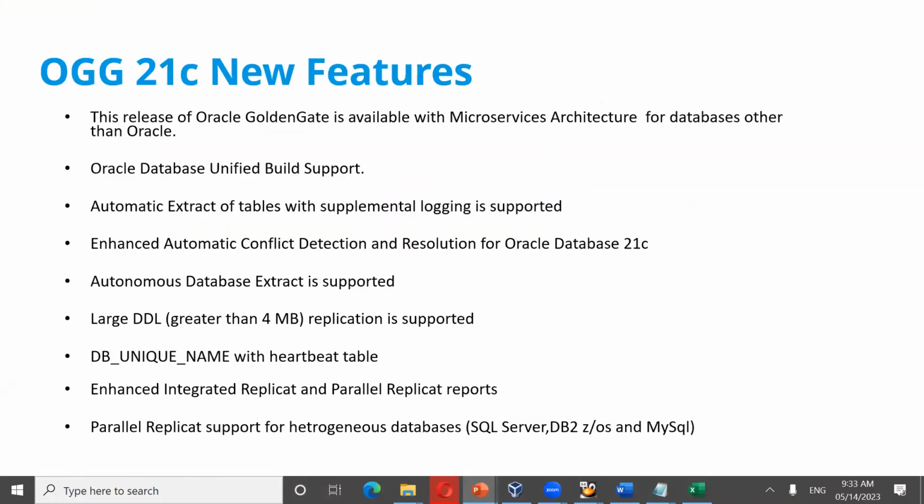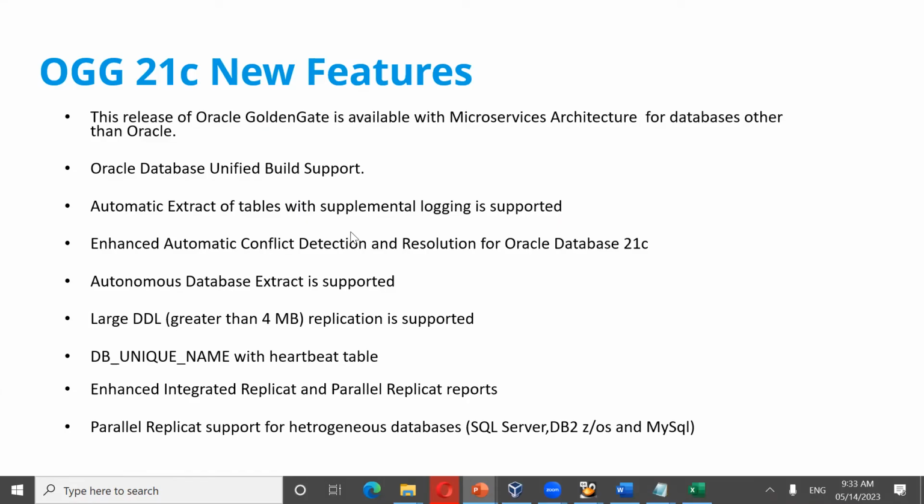Now Golden Gate 21C is the latest version available in the market. So what are 21C new features? So 21C is basically an extension of 19C. So whatever is present in 19C, on top of that you have got 21C. So 21C is available for microservices architecture for databases other than Oracle, as we discussed yesterday. Oracle database has unified build support, which we had already seen.